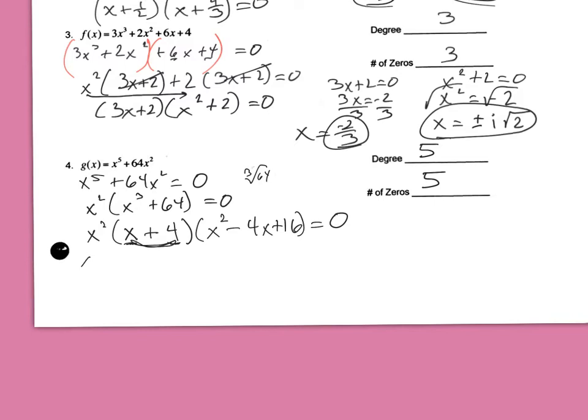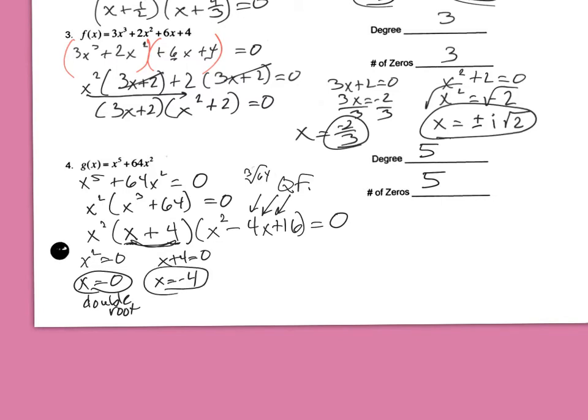Now we know that this thing right here does not factor again, so we're going to have to use quadratic formula. So we know that x squared equals 0, so x equals 0. This actually counts as 2. This is a double root. So there's 2 answers right there. x plus 4 equals 0. So there's 1 more answer. So we just need 2 more to get to our 5.